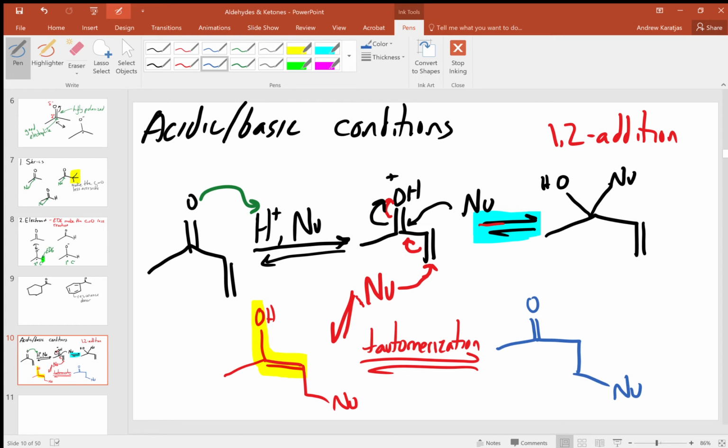And so you can see we have two very, very different products here. The first one, the 1,2 addition, where the nucleophile added directly to the carbonyl carbon. And the second one, which we refer to as the 1,4 addition, where the nucleophile added at the alkene. Now, does it make a difference if we're under basic conditions? Can we have both of these occur under basic conditions? And the answer is yes, we can have both of these reactions under basic conditions.